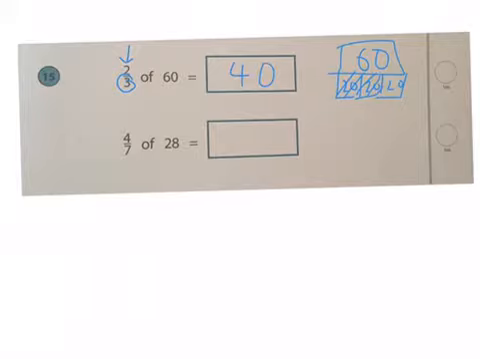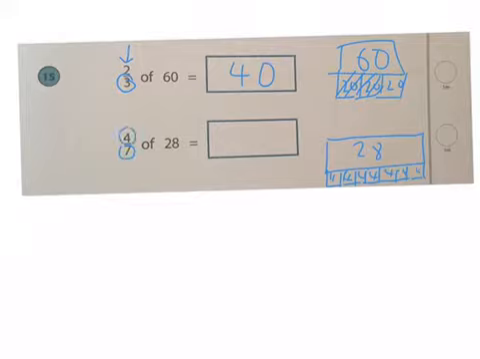Same again here, 28. This time we're splitting it into 7 equal parts. 1, 2, 3, 4, 5, 6, 7 equal parts, so 7 fours make 28, so all of those are fours, and how many of those? 4 of them, so 4 fours are 16.